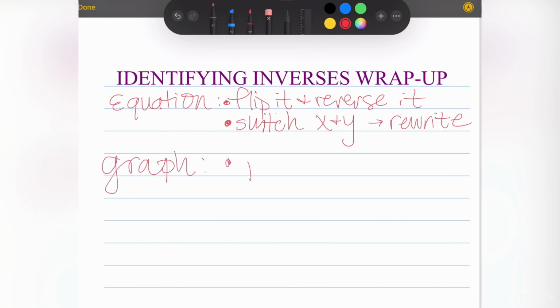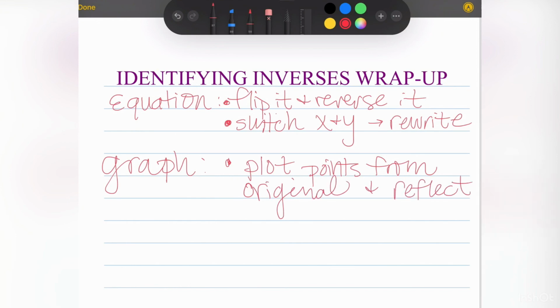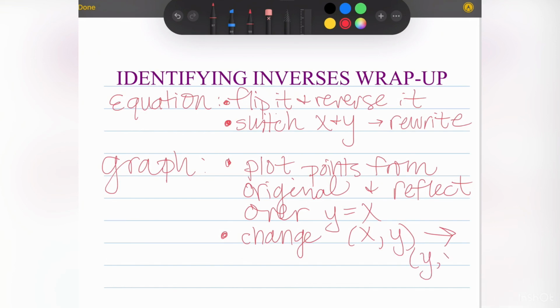On a graph, if we plot our original points, and then if we reflect that across the y equals x, which is our line of symmetry, that will give us our new points. And then another way to think about that is changing any points in the original xy into the point yx for the inverse.